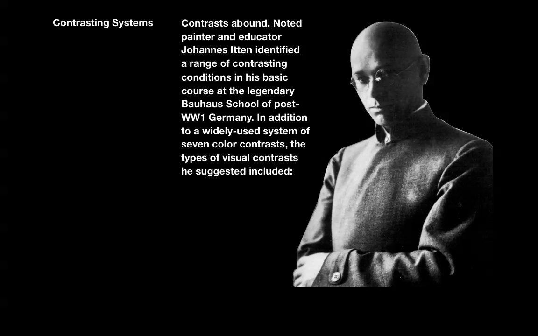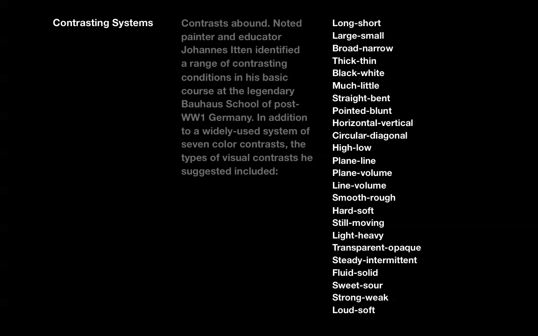Contrasts abound. Noted painter and educator Johannes Itten identified a range of contrasting conditions in his basic course at the legendary Bauhaus School of post-World War I Germany. In addition to a widely used system of 7 color contrasts, the types of visual contrast he suggested included the following list.